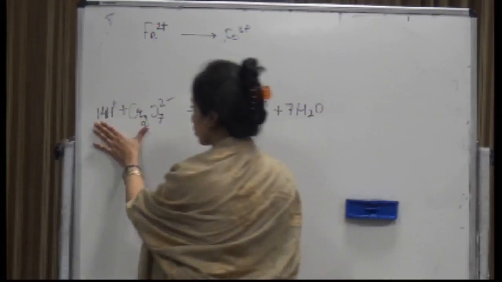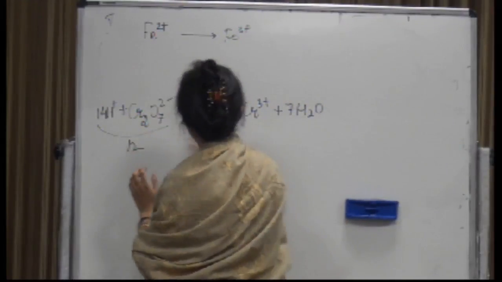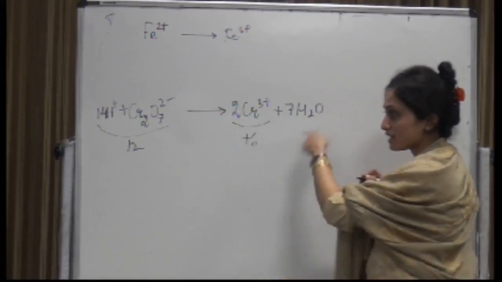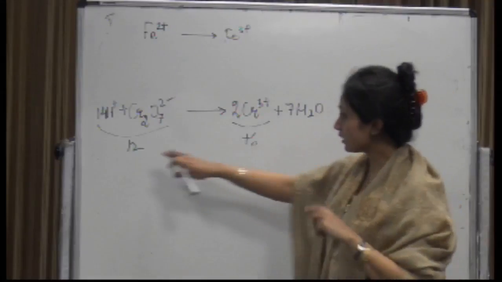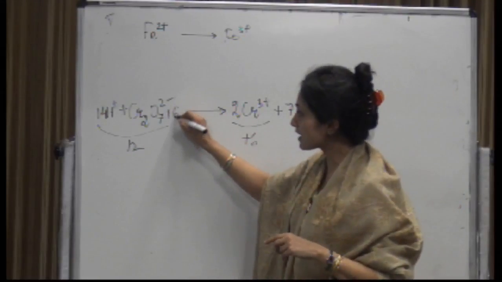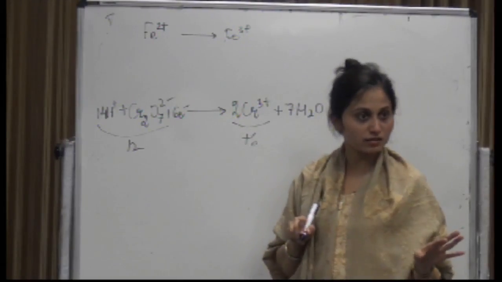So इधर total charge check करो, it will be 14 minus 2, that is 12. And what is the charge here? Plus 6. Total charge is plus 6. So that means इधर 12 है, इधर 6 है. I need to reduce here by 6 electrons. So this will be plus 6 electrons. Done with it? ठीक है?